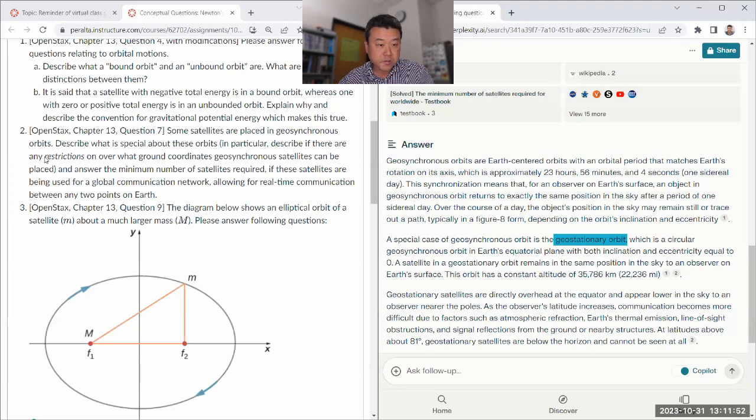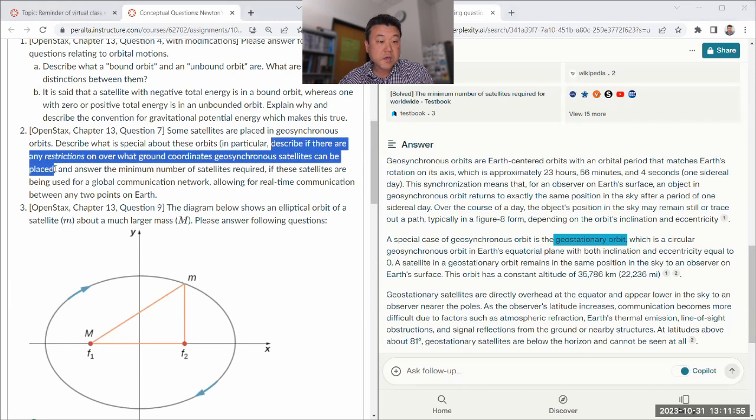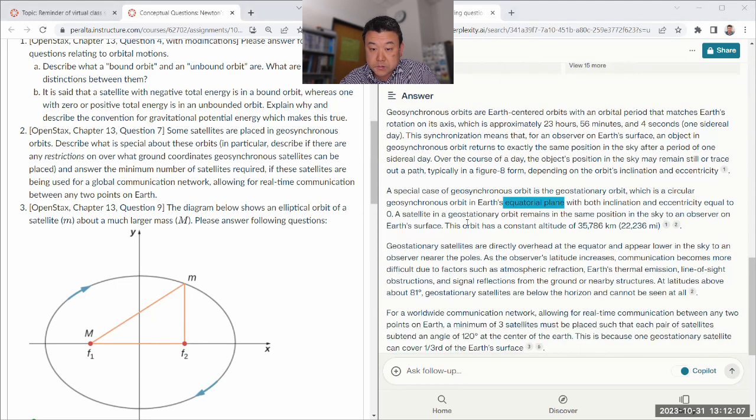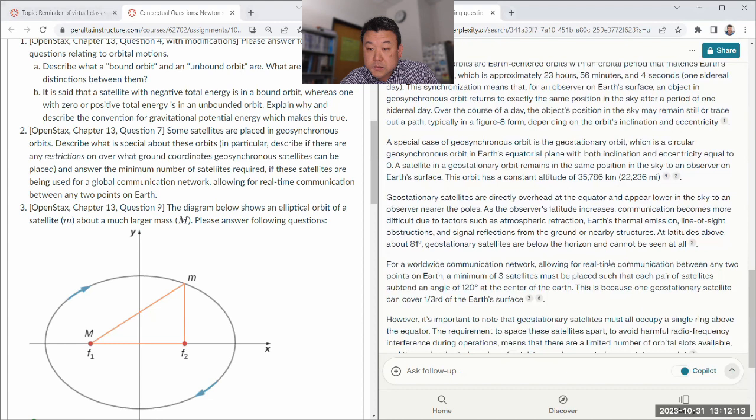So this question asks to describe if there are any restrictions. With geosynchronous, there isn't any restriction. With geostationary, there is a restriction: it has to be along the equatorial plane. So that's a good answer. Let's see, aligned for real time. Yeah, minimum of three. Because if you have two, on opposite sides, covering each half of the sphere, then those two can't communicate with each other, and that won't work. So you need three in a kind of triangular arrangement, so that satellites can communicate with each other, and between the three of them, it covers all the places on Earth.